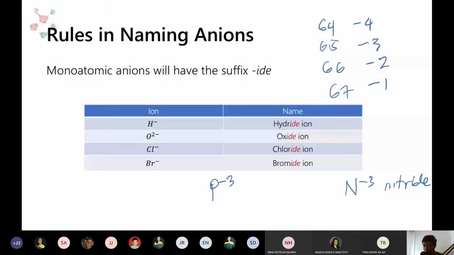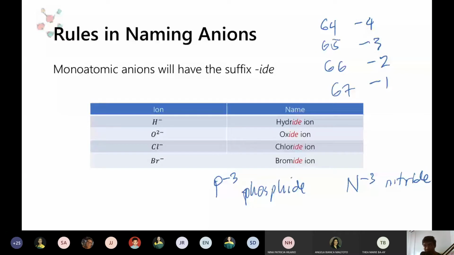P minus 3, ang name niya ay phosphide, hindi phosphoroside. Anyway, the names of the ions are already listed naman. All we have to do is be familiar with the rules. As long as you see the ide, that means monoatomic anions yan, and their charge depends on the group number. So that's the first rule you have to remember.